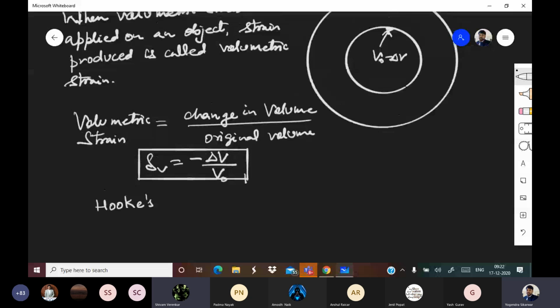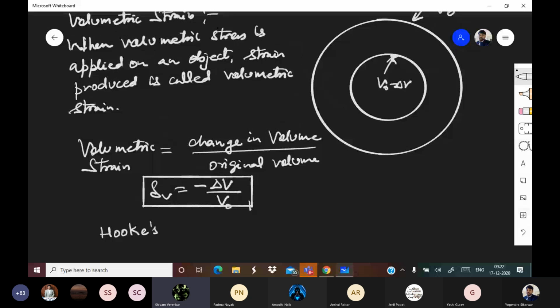Now let us talk about Hooke's law. So please scroll up to the diagram. Done, sir.